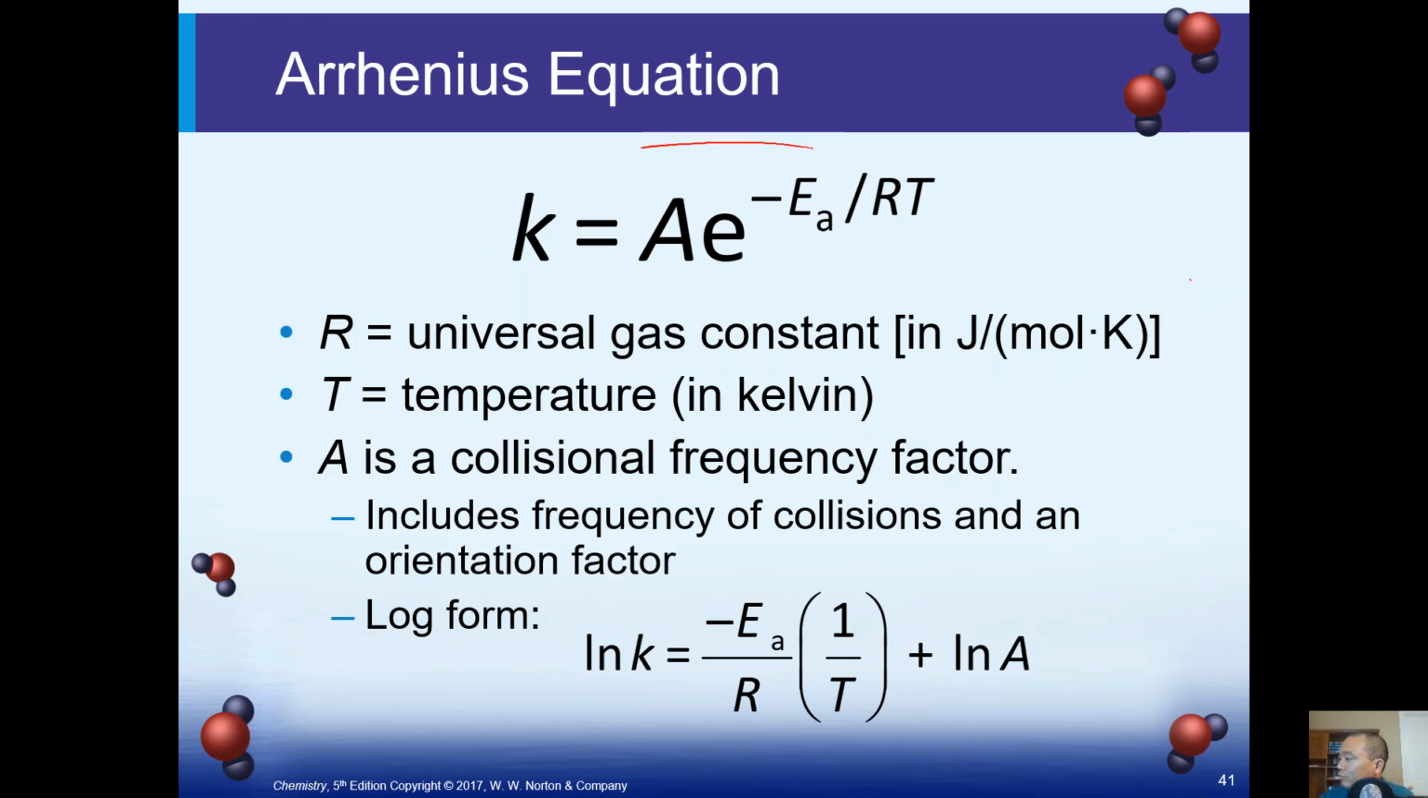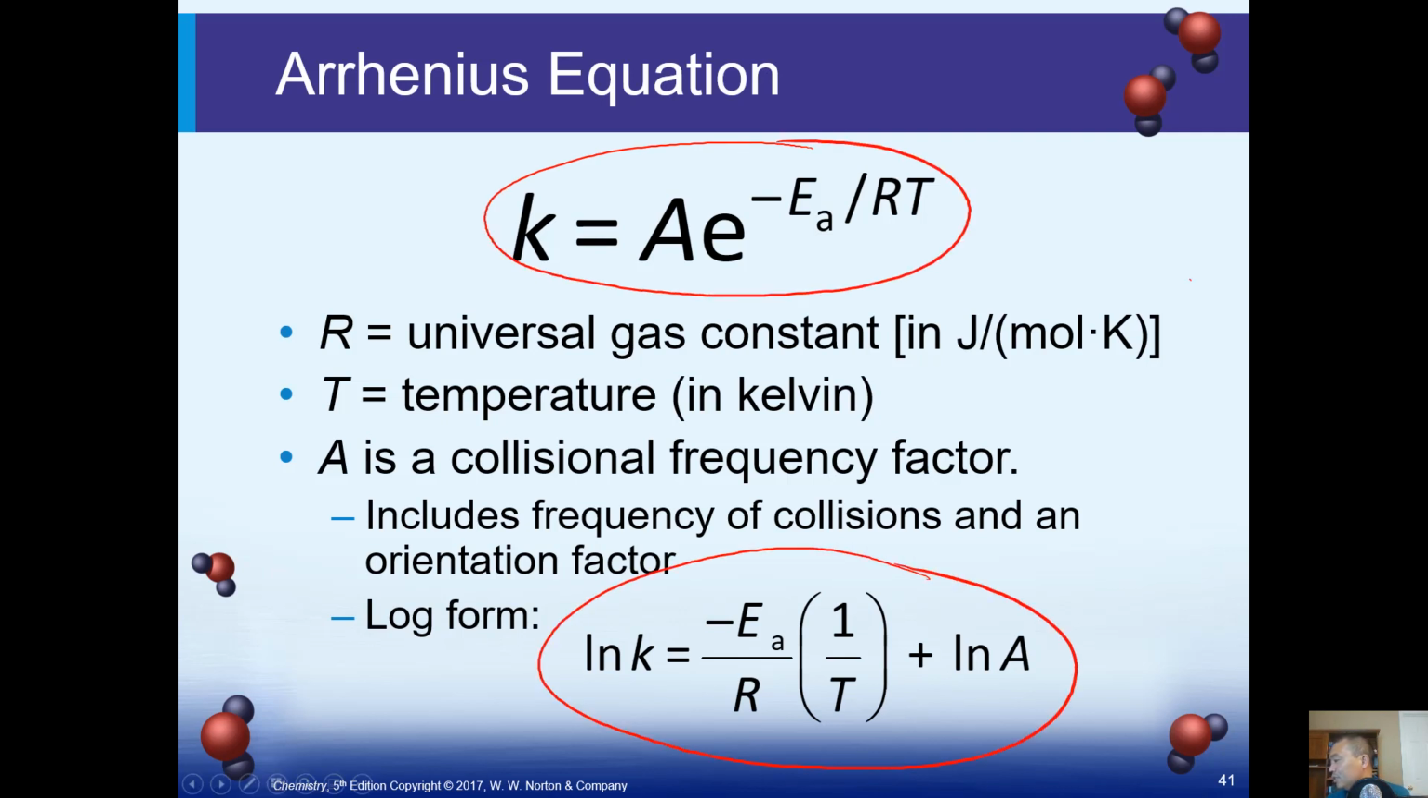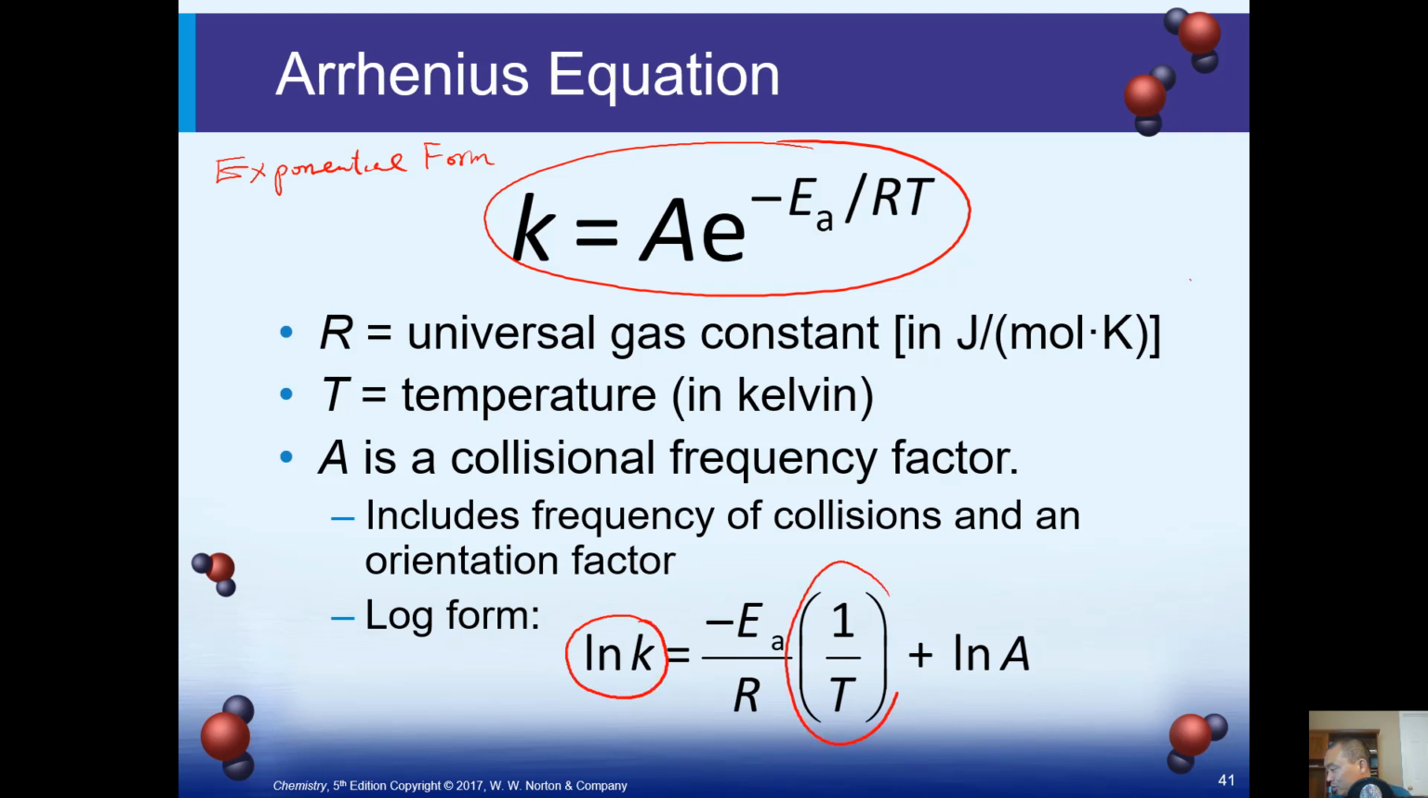Both these equations are the Arrhenius equation. The first one, since it's in the exponential form, we call the exponential form of the Arrhenius equation. The logarithm one is the so-called linear form, because when you plot the natural log of the rate constant against the inverse of temperature in Kelvin, we have a straight line.